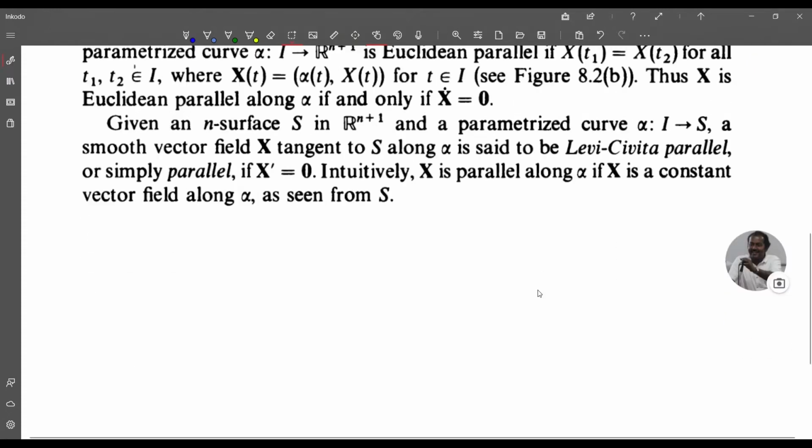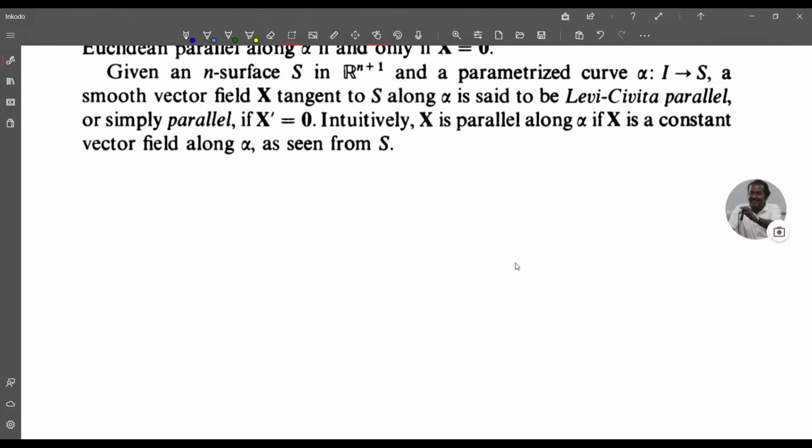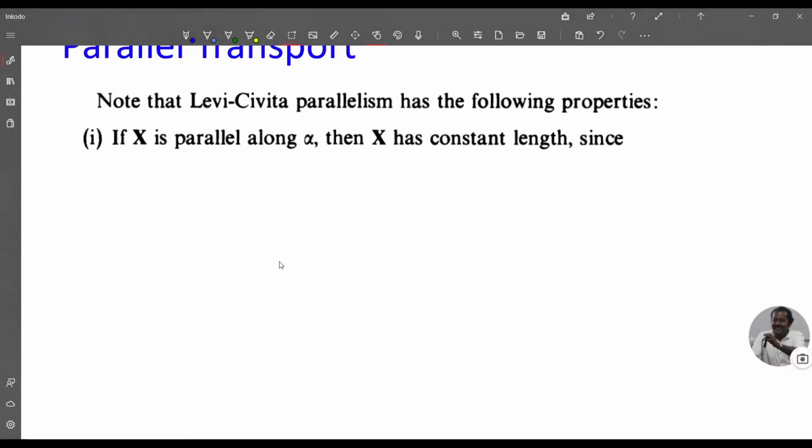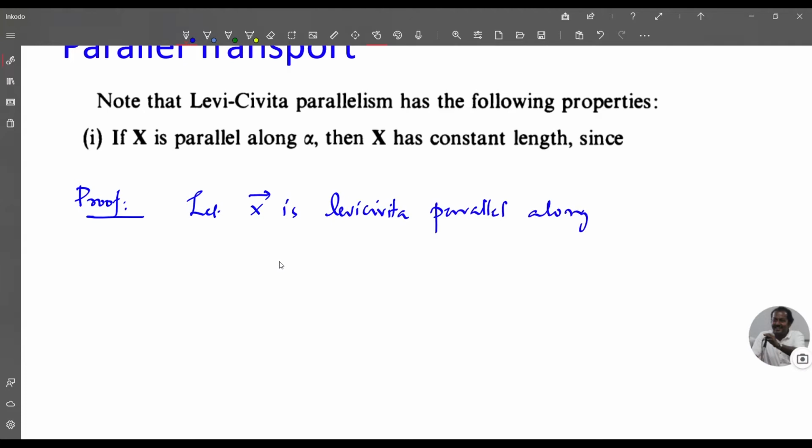Now we discuss some properties of Levi-Civita parallelism. So these are the properties. First property: if X is parallel along alpha, then X has constant length. So we can prove this. Proof. Let X be Levi-Civita parallel along alpha. So this implies the covariant derivative of X is 0.